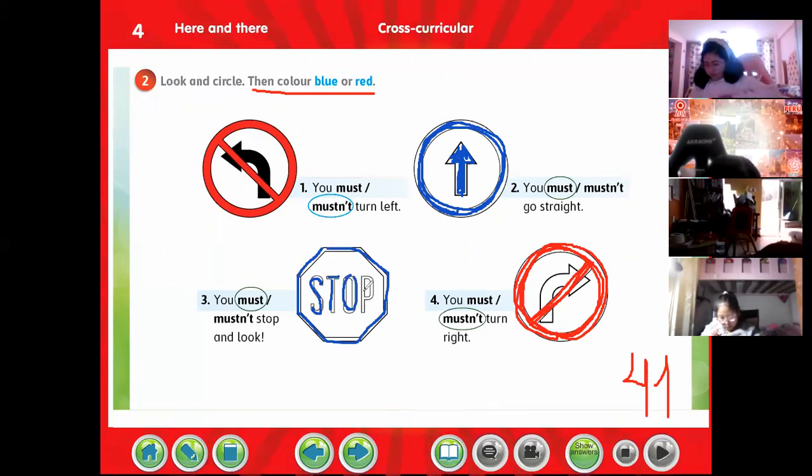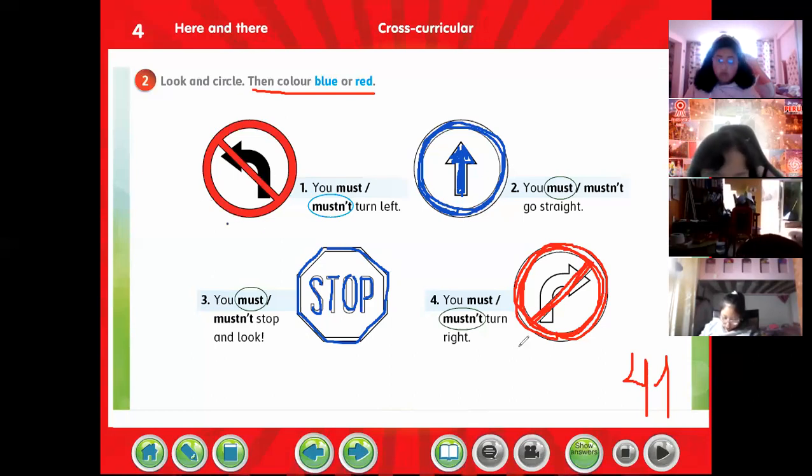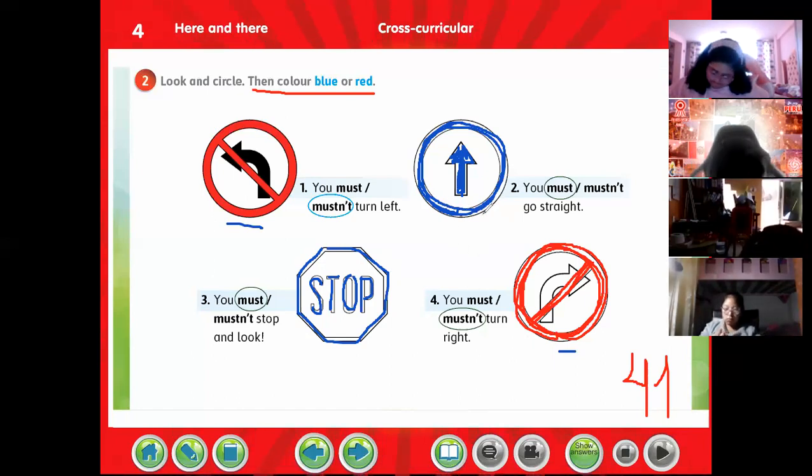Stop sería rojo. No, it's in blue. It's in blue, okay? Remember, my friends, the prohibitions with red. These are prohibitions. Okay? The things you must do in blue color.